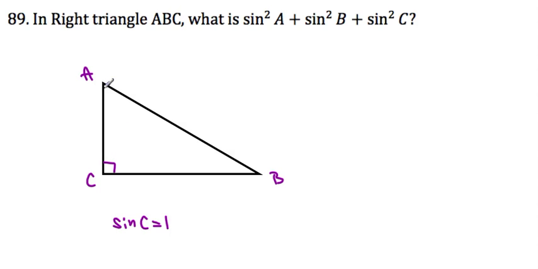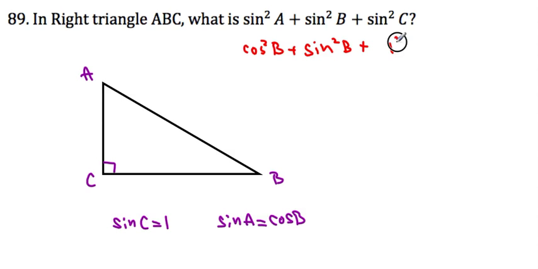But did you realize that angle A and angle B are complementary? In other words, sine of A is equal to cosine of B. When the angles are complementary, then cofunctions are equal to each other. That's what cofunctions are. So by applying that, this one can be rewritten as cosine squared B, because sine of A is equal to cosine of B, plus sine squared of B plus 1 squared.